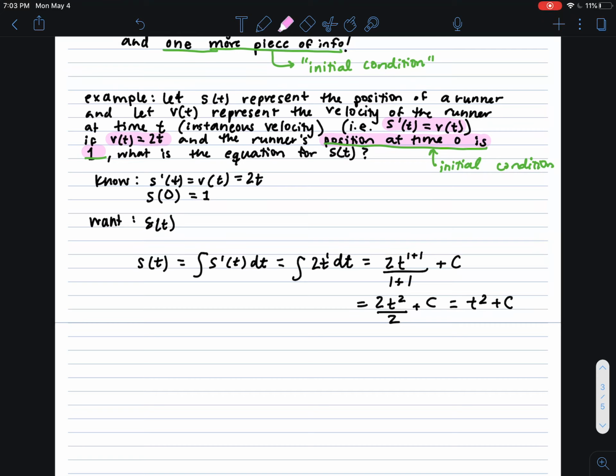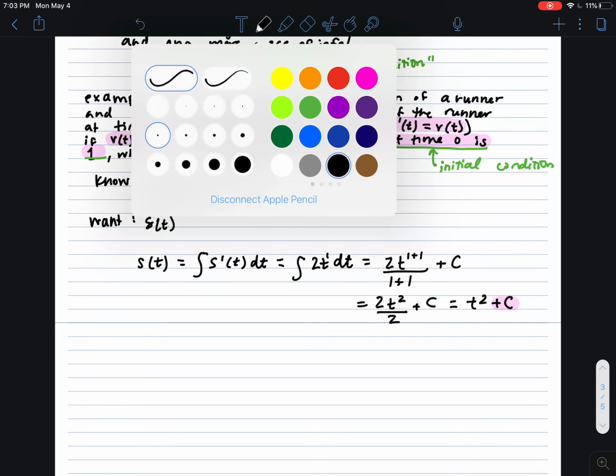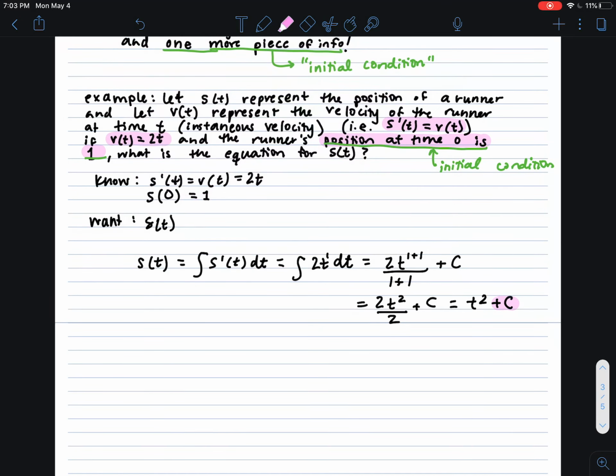And our goal is to deal with this plus c. And we're going to do that by using our additional piece of information up here, that s of 0 is equal to 1.